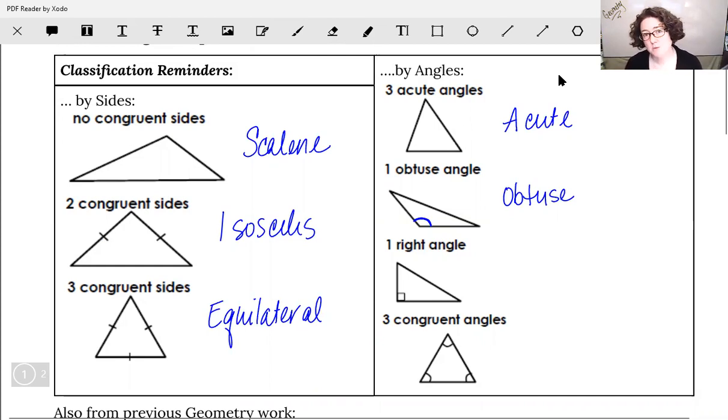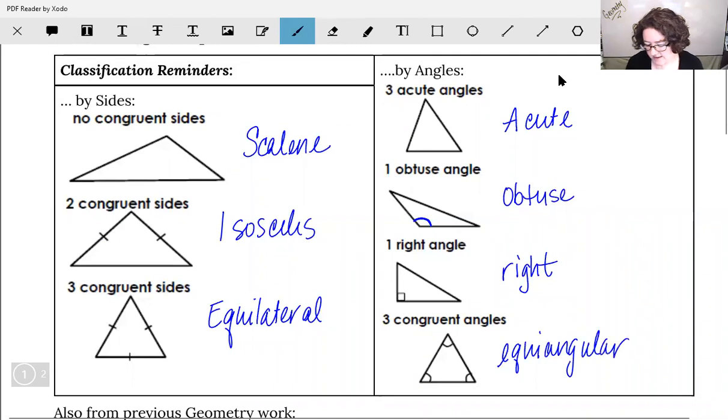We could have two, or we could have three acute angles. We could also have a triangle with a right angle, and we call those right triangles. Or we could have three congruent angles. And again, you'll notice that all of these look like they're acute angles. We'll look back at this in a second. And we call this an equiangular triangle. Usually we refer to equilateral triangles, but technically equilateral and equiangular triangles are really the same thing. And we'll be discovering why that is over our next couple lessons.